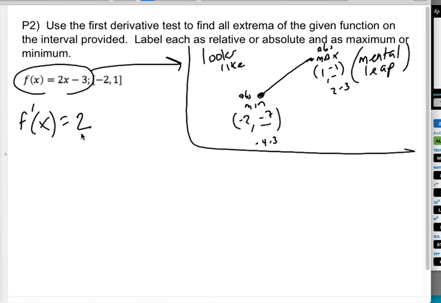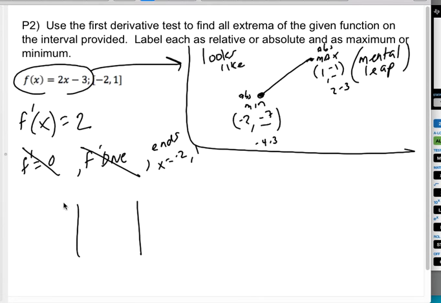So f prime would just be a 2, which means f prime equals 0 is not a thing because 2 can't equal 0. F prime does not exist is not a thing because 2 is not the same as does not exist. And you do have endpoints. You have endpoints at negative 2 and 1. So if you made your sign chart, those are the only two numbers that go on there, and you're making a sign chart where your f prime is literally just a positive 2.